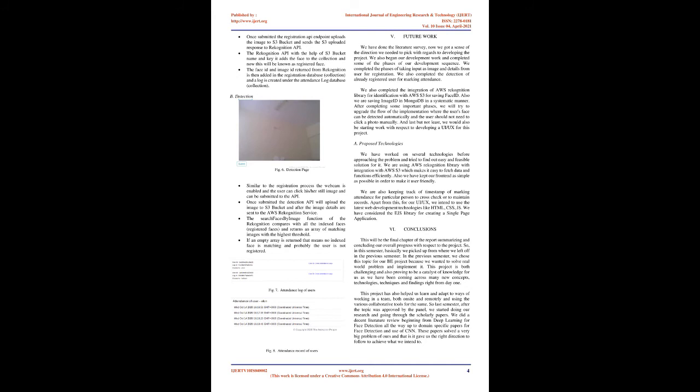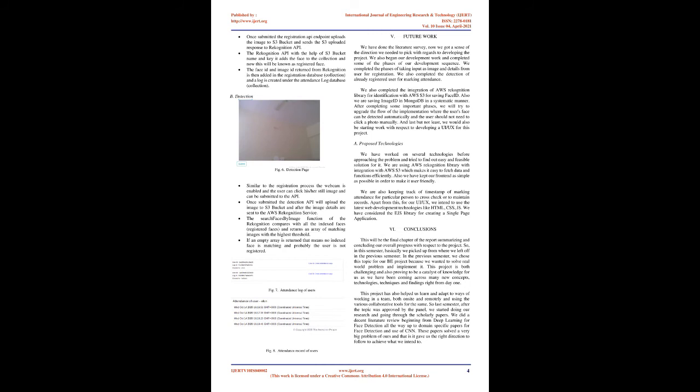A, registration. A live feed is enabled from a webcam where a user can click his/her photo, which is then converted to .png format automatically. The user then writes his/her name and submits it to the API. Once submitted, the registration API endpoint uploads the image to the S3 bucket and sends the S3 upload response to the Recognition API. With the help of the S3 bucket name and key, the Recognition API adds the face to the collection, and now this will be known as a registered face. The face ID and image ID returned from Recognition are then added in the registration database collection, and a log is created under the attendance log database collection.